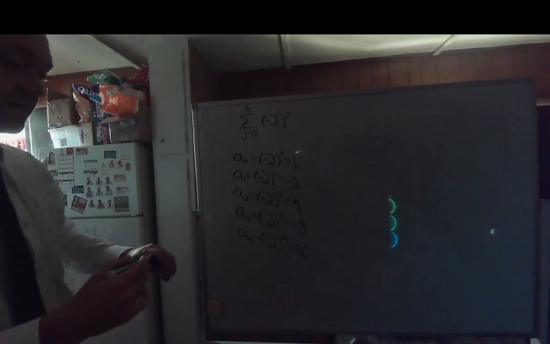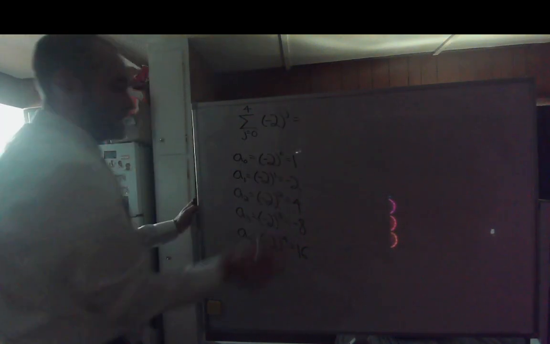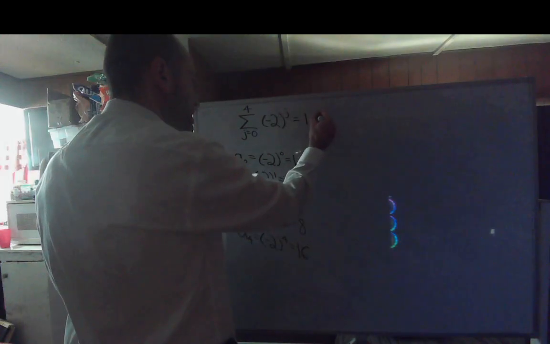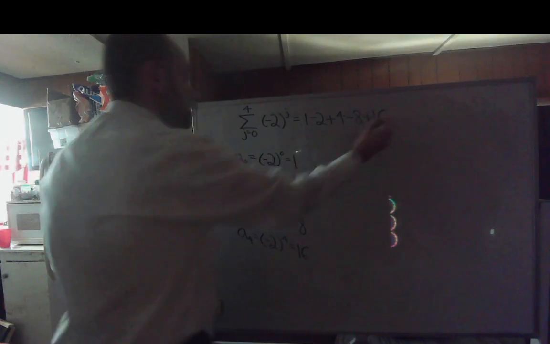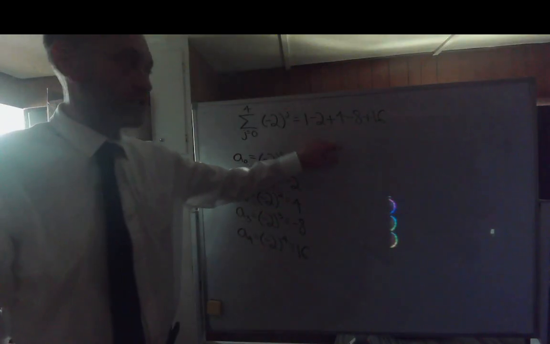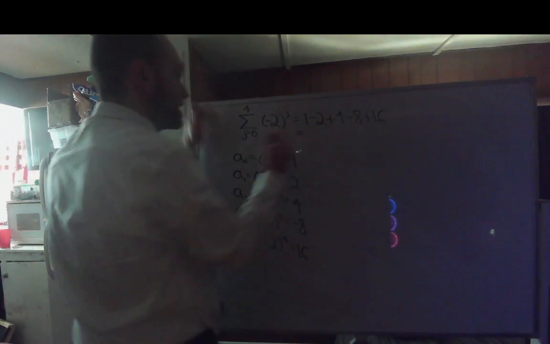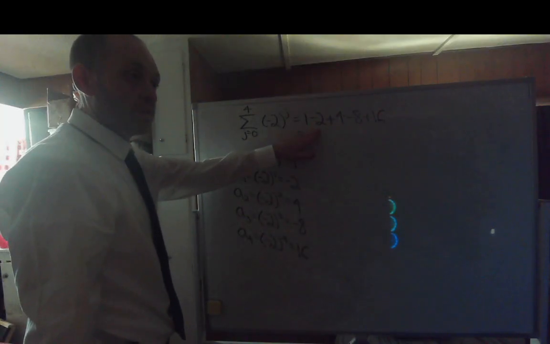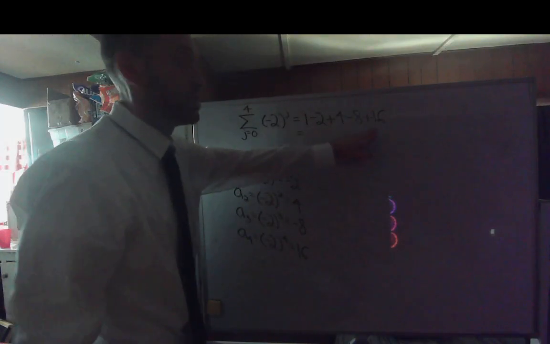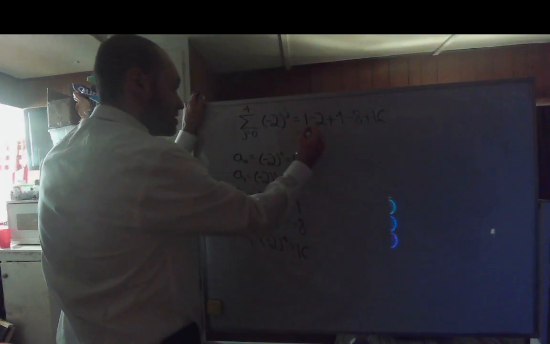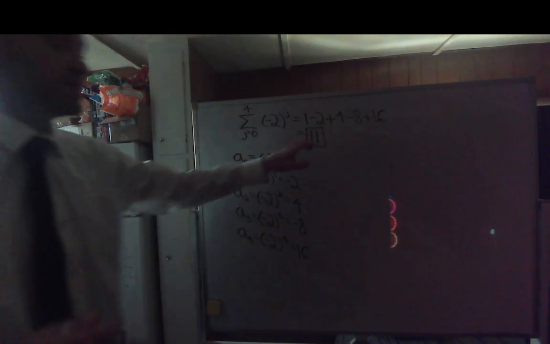Now that we found all 5 of these terms from 0 to 4, this is the same thing as just taking all of those and adding them together. So we'll have 1 minus 2 plus 4 minus 8 plus 16. So 1 minus 2 is -1, plus 4 is +3, minus 8 is -5, plus 16, that's +11. So the sum of this series from 0 to 4 is going to be +11.